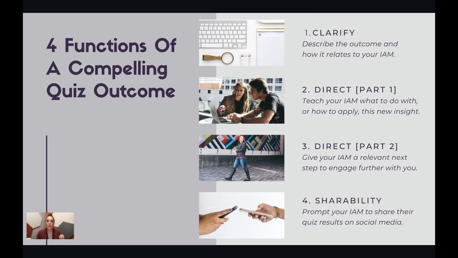So there's 4 components of a compelling quiz outcome. You want to be sure to include all of these in your quiz outcome to really create the greatest amount of engagement and value for your audience. So the first thing you want to do is clarify. That's the first function of a compelling quiz outcome: it's going to clarify.